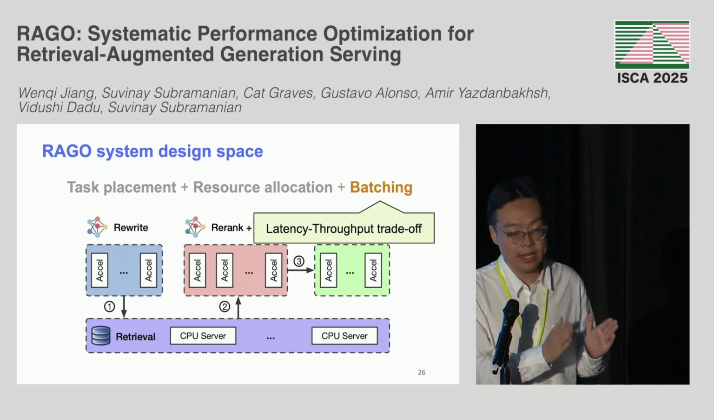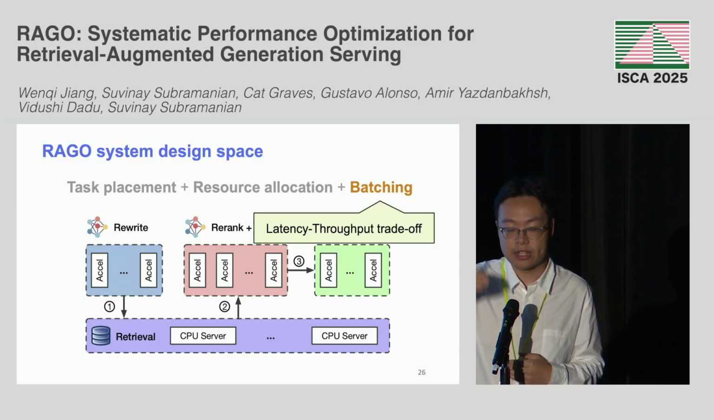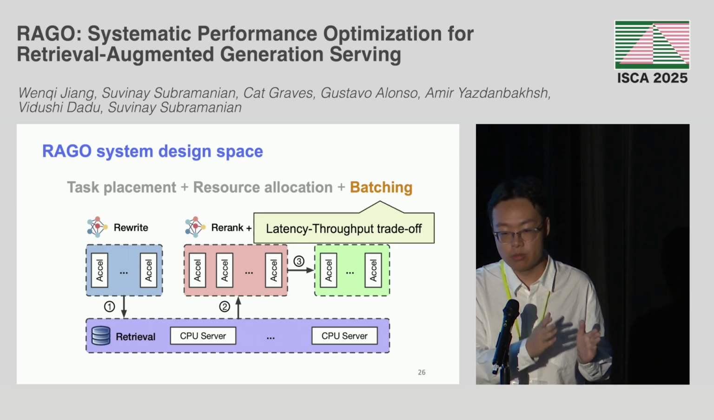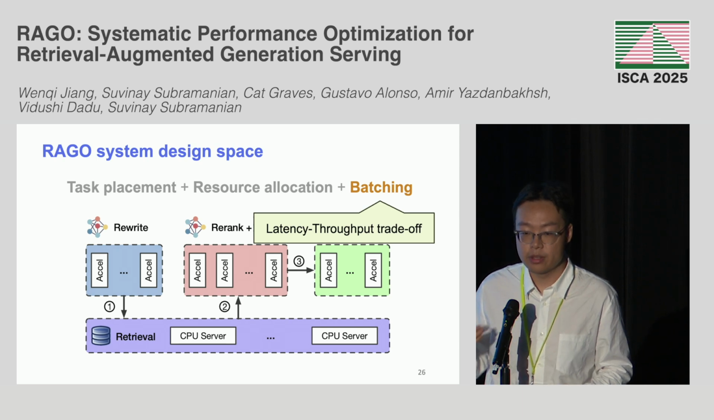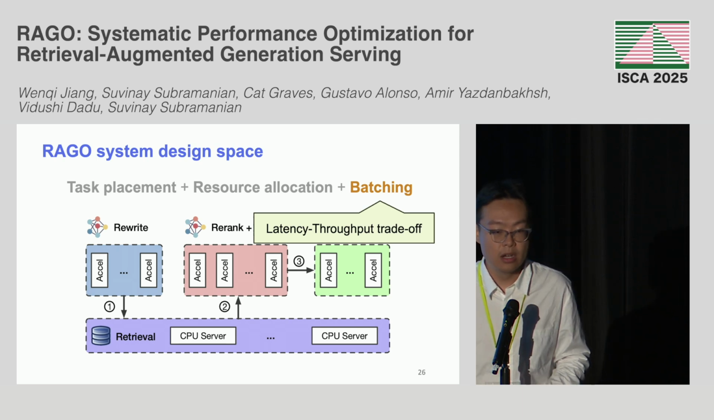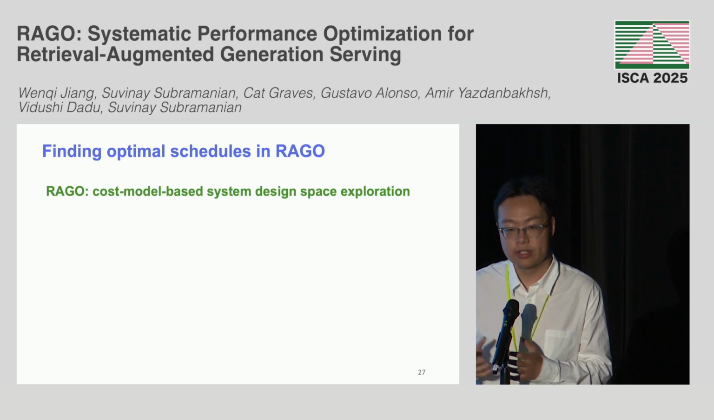And finally, given a burst of user requests, we need to settle the batching policy. Given a burst of requests, we can either use the same batch size across all the stages of RAG serving, or we can break it down into micro batches. Both are valid options depending on whether the performance goal is more about latency or more about throughput.